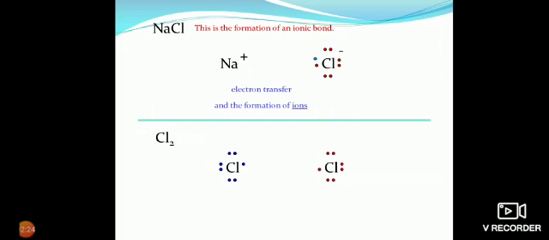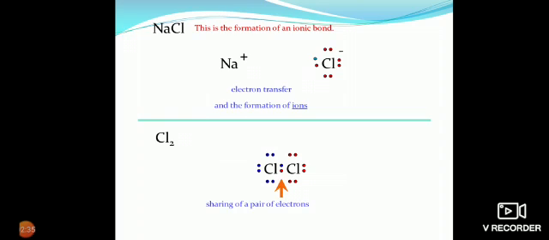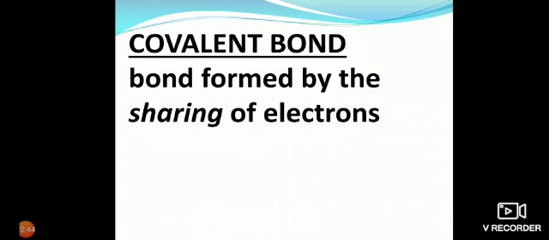But in another example you see the chlorine molecule. In this structure there is sharing of a pair of electrons and the formation of a molecule. This is the formation of covalent bond, and you can see the definition of covalent bond. Covalent bonds are formed by the sharing of electrons, and the conditions for the formation of covalent bond.